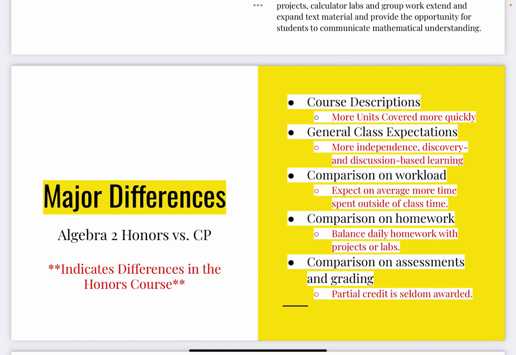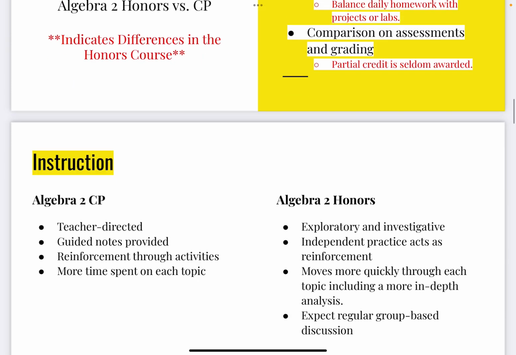And as far as assessments and grading are concerned, the assessments in CP a lot of times look very similar to review sheets and study guides and problems done in class, whereas at the honors level, as you're going to see in a future slide, it's a lot more difficult and a lot more intense. And partial credit is seldom awarded.